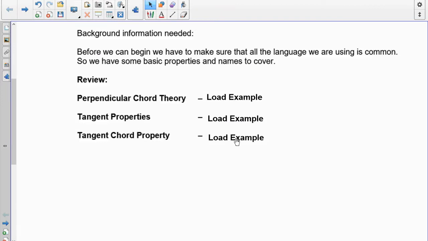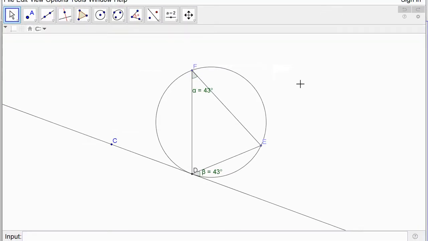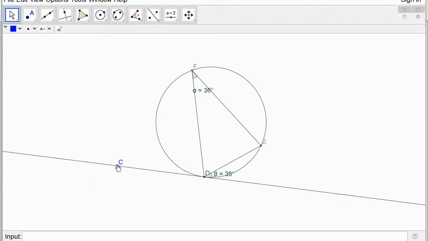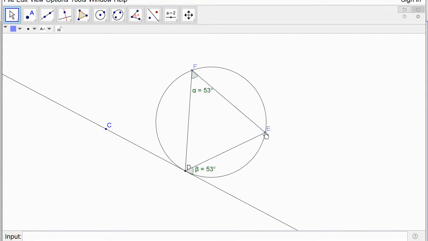Now the third one is new. In this one, I want you to take a look at angle alpha, that angle F there, right? It's 43 degrees. Now look, this is a tangent point right there. And look what happens when you have the triangle in there. Do you see that? This angle, from this line to the tangent line, and this angle here are always equal. Look at that. Doesn't matter how big the triangle is. You notice how they always work out to be equal.